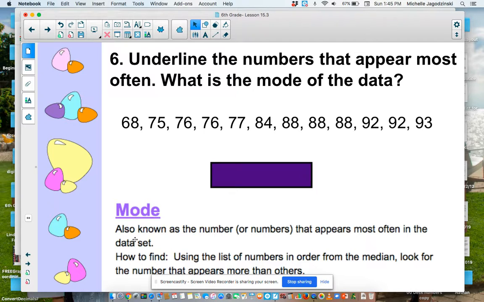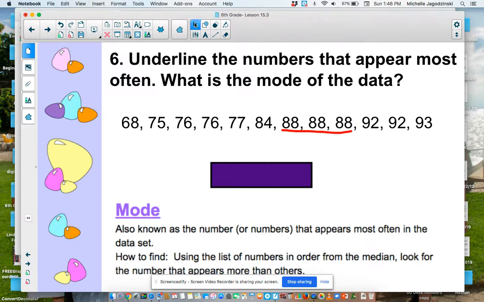Down here it says mode is also known as the number or numbers that appears most often in the data set. So using our list of numbers that are in order from least to greatest from our median, look for the number that appears more than others. Now I see I have two 76s here, but if I come over here, I have 88, 88, and 88. So that's what I want to underline.